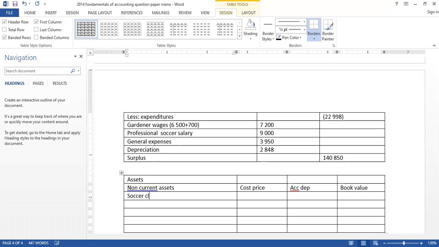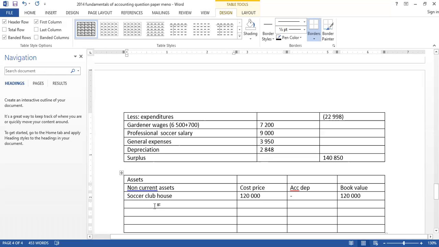Our first non-current asset there, we have a soccer club house. The soccer club house is a building. We said that land and building do not depreciate. That's why you have 120,000. You have no depreciation because the building does not depreciate, and therefore you have 120,000 as your book value unless it appreciates.